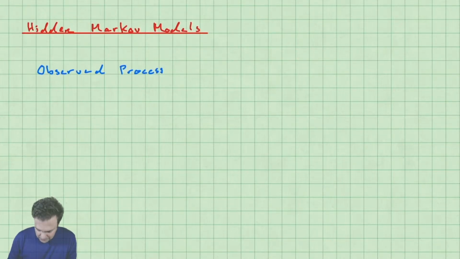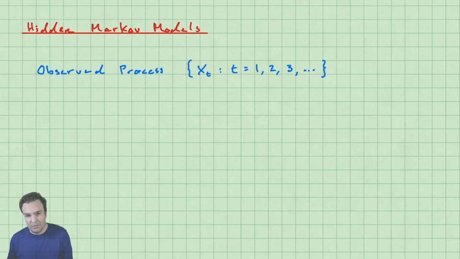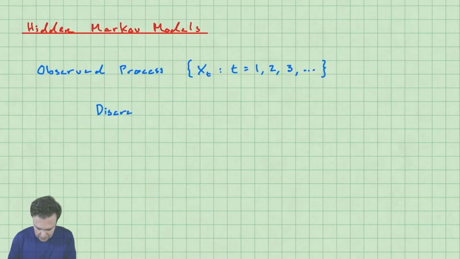And we'll write this as follows: x sub t, such that t is equal to 1, 2, 3, and so on. We're using a convention where we start at 1, which is kind of different from what we've done in previous sections of the class. And the aspects of this thing that are important to remind yourself of are that it's a discrete time process.